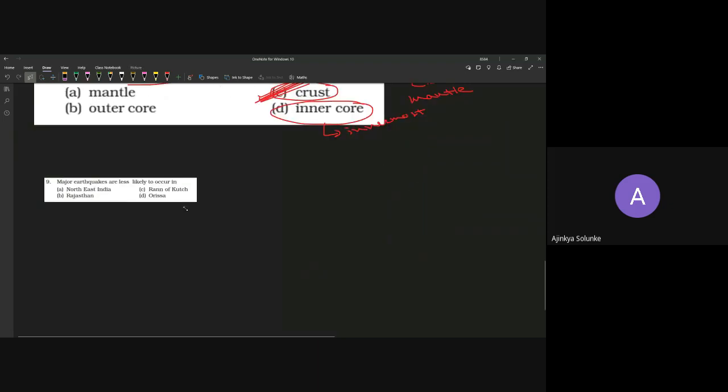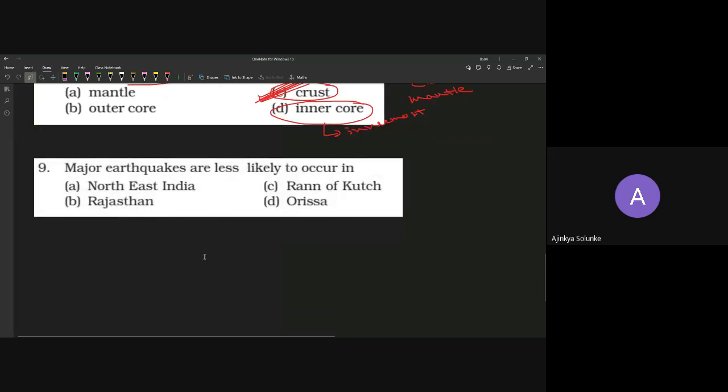Okay, so this you can easily identify. Major earthquakes are less likely to occur in. It's very easy to identify. They are asking where earthquakes will happen less, not major. They are asking less. So that means there is very little chance of having any kind of earthquake in that place.